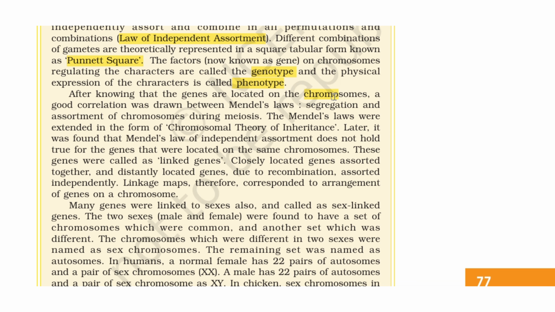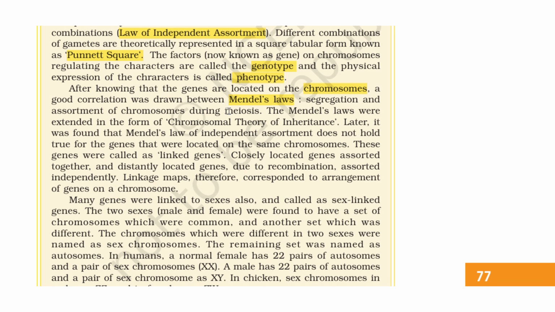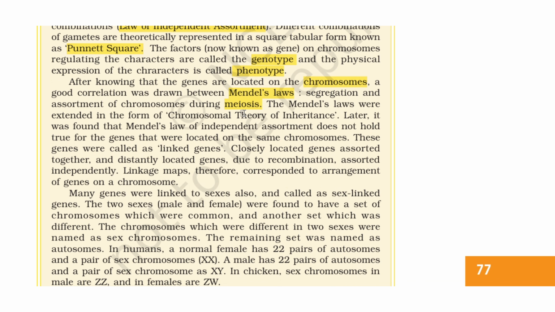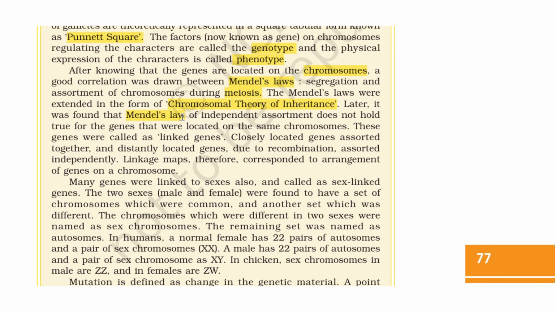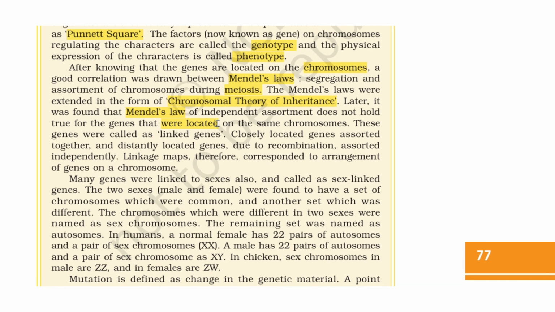After knowing that the genes are located on the chromosomes, a good correlation was drawn between Mendel's laws and the segregation and assortment of chromosomes during meiosis. Mendel's laws were extended in the form of the chromosomal theory of inheritance. Later, it was found that Mendel's law of independent assortment does not hold true for the genes that were located on the same chromosome. These genes were called linked genes.